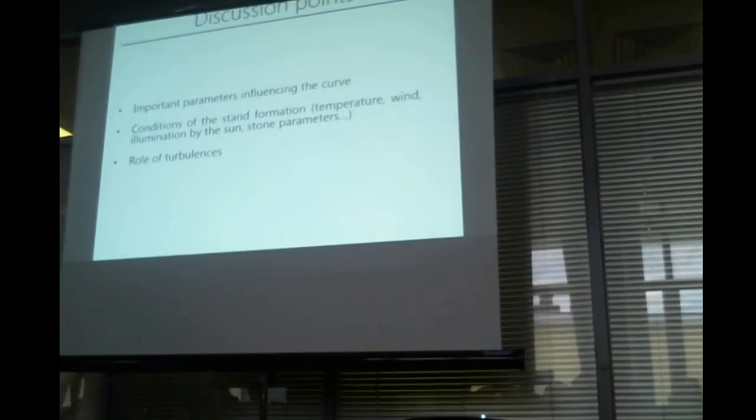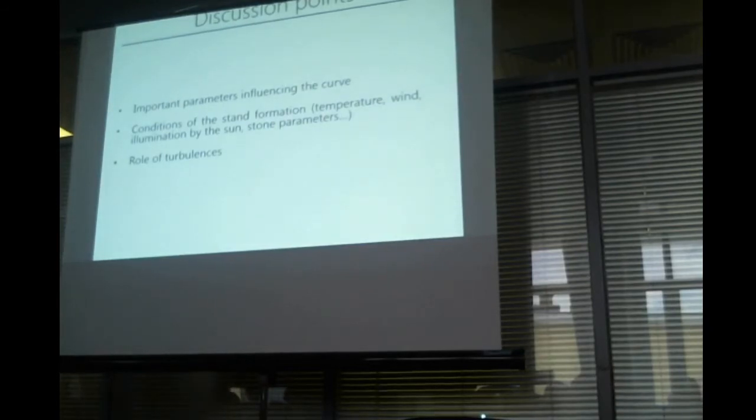I propose that in the discussion you discuss the important parameters that influence the curve. Maybe you may list them. Also, which conditions we need for stand formation. For example, maybe some critical temperature, wind speed, illumination of the sides, and so on. You use wind of 3 meters per second in your modeling, as I understood, and the role of turbulence. And it's time for the discussion.